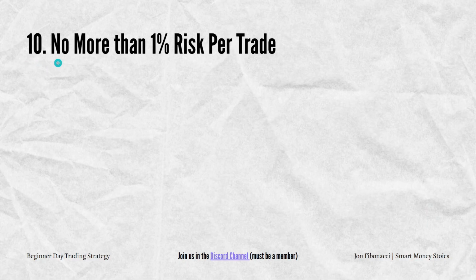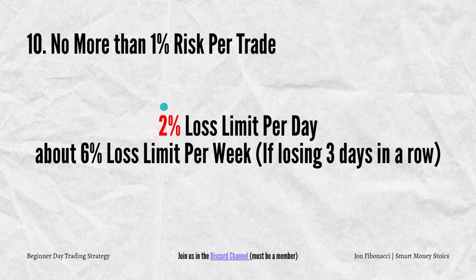Number 10, we also want to limit our risk. So we're going to do no more than 1% risk per trade. So if we combine that 1% risk per trade maximum with a max number of trades at 2, then ideally we should have a 2% loss limit per day. And if for some reason on Tuesday, Wednesday, and Thursday, we were to lose 6 trades in a row, then we'd have roughly a 6% loss limit per week if we lose all 3 days in a row.